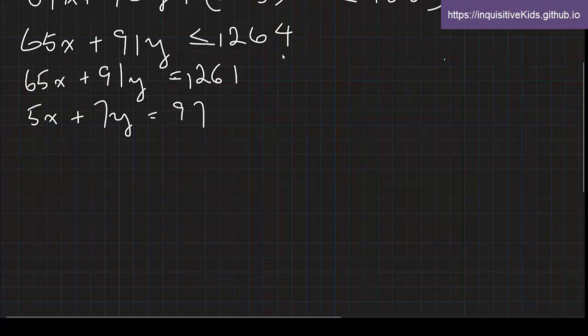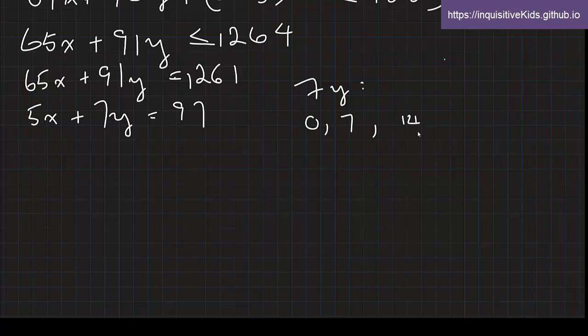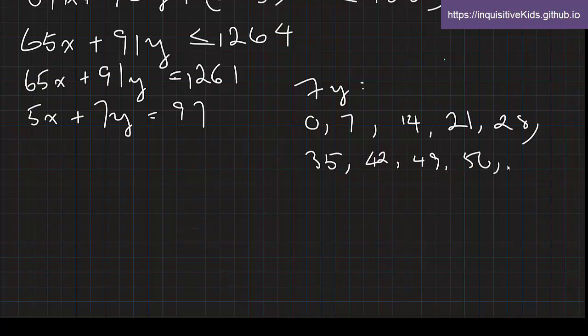Okay, so now that you know that, what can 7y be? Well, 7y can go all the way up to 91, because that's where it has to stop. It cannot go any higher. So we have 0, 7, 14, you can count with me, 21, 28, 35, 42, 49, 56, 63, 70, 77, 84, 91. So that's where we stop.